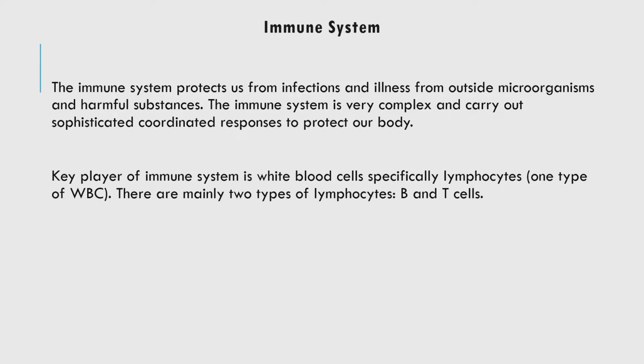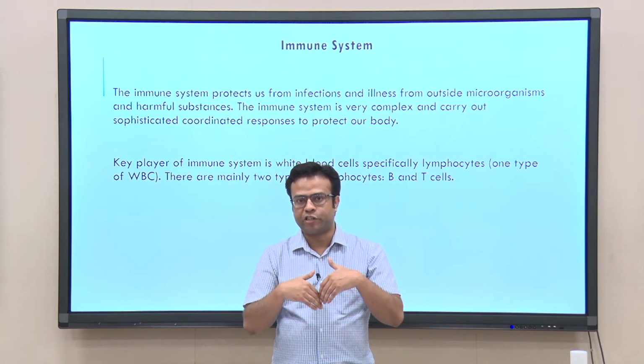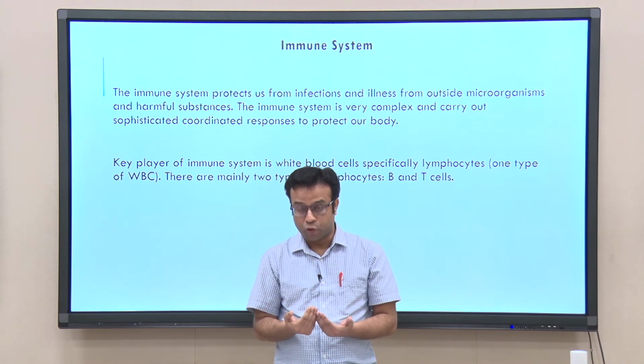So we have red blood cells and white blood cells. White blood cells are primarily responsible for the immune system of the body, and one type of white blood cell, the lymphocytes, are the key players in our immune system. There are mainly two types of lymphocytes: B cells and T cells. Broadly, they primarily serve the immune system, protecting our body from outside agents.